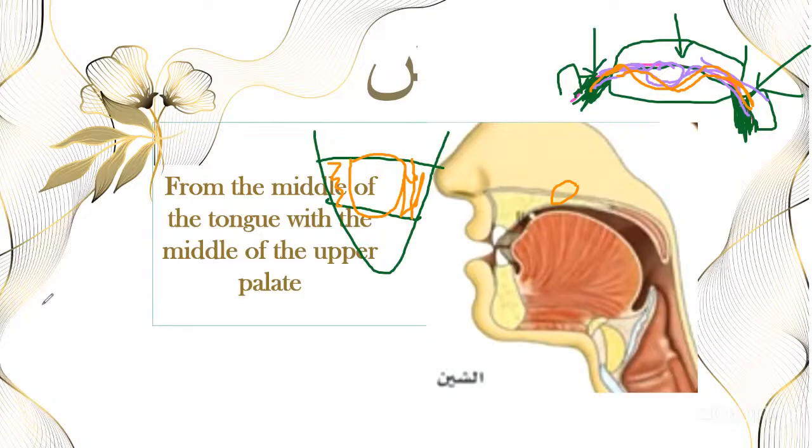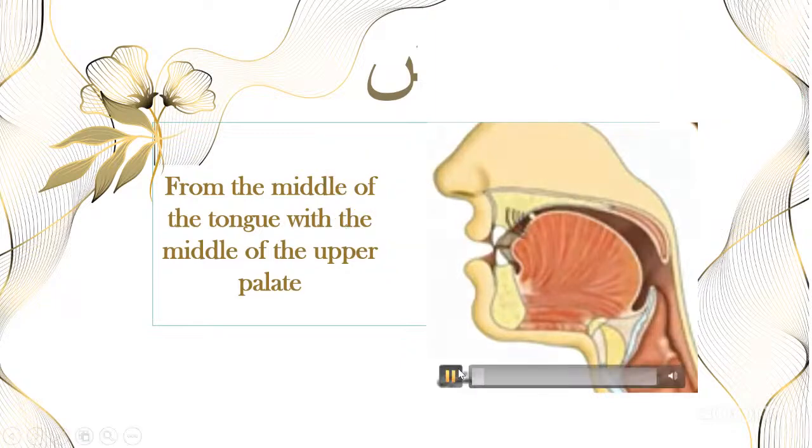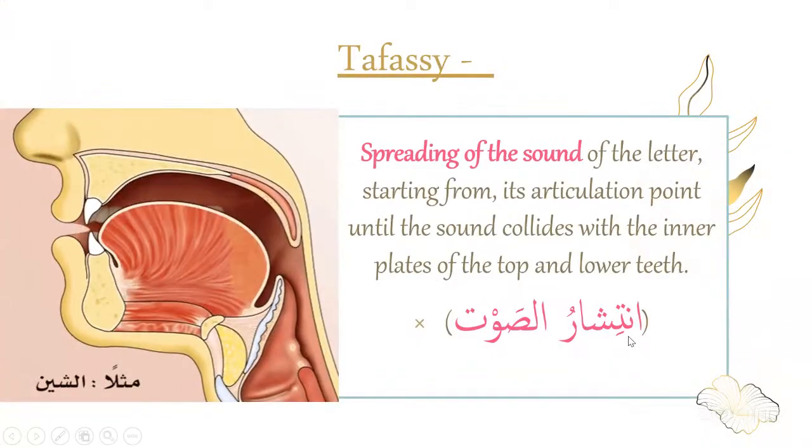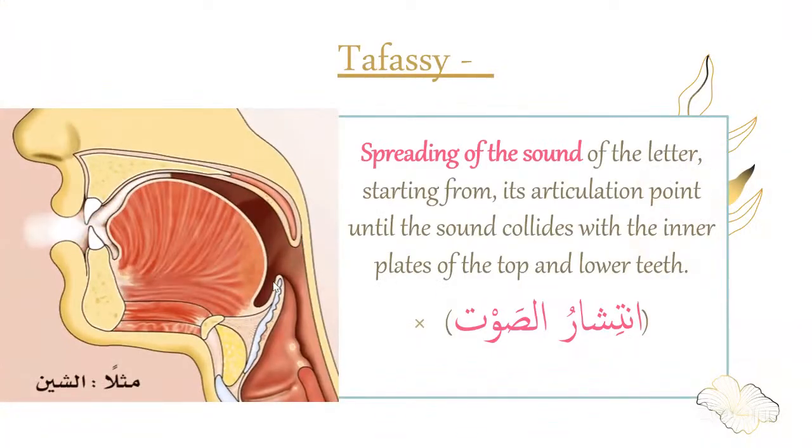Before going to the ya, let's hear the sound of the sheen from the Sheikh's audio. Okay, so this is the sound of the sheen. You can see how the sound is spreading from the middle to the outside. This special quality, the spreading of the sound, is what we call tafashi. Only sheen has this spreading sound quality. You can feel the sound spreading, or maybe the air spreading, isn't it?